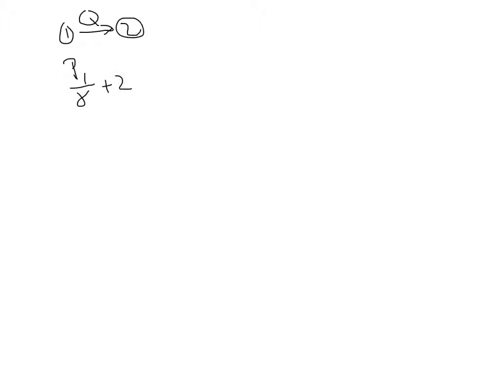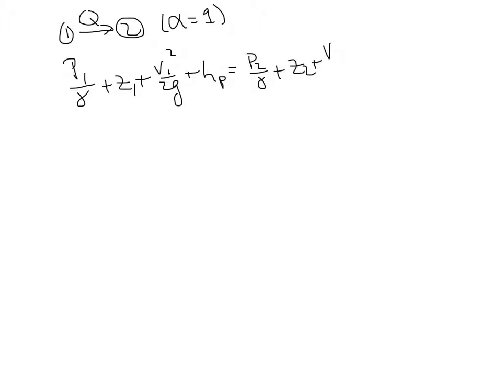P1 on gamma plus Z1 plus the kinetic energy term. I'm going to assume alpha is equal to 1 everywhere, so we'll assume turbulent conditions, plus any energy added by the pump is equal to conditions downstream, so P2 over gamma plus Z2 plus V2 squared on 2g, energy lost to the turbine plus the head loss.